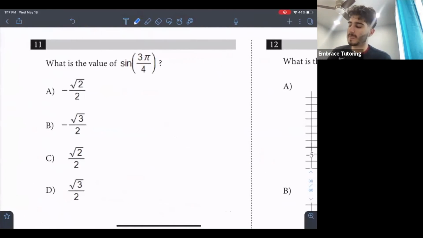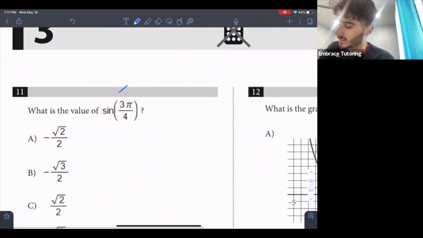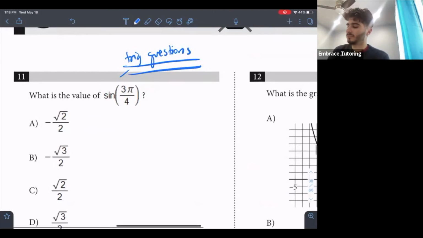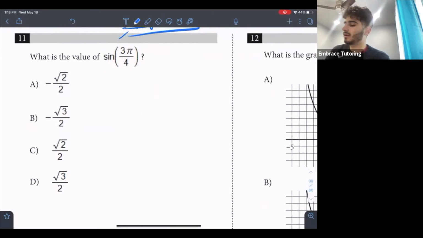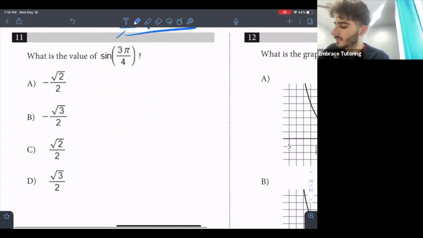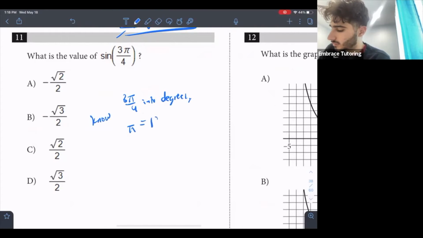Trigonometry also plays a small role, but they can always ask trigonometry questions. So what is the value of sine 3 pi over 4? You can either use the radians way or the degrees way. I'm comfortable with the degrees way, so I'll show you that way. To convert 3 pi over 4 into degrees, you know that pi is equal to 180 degrees.